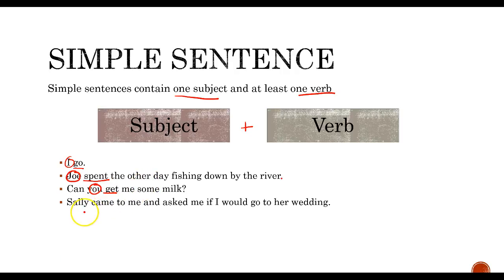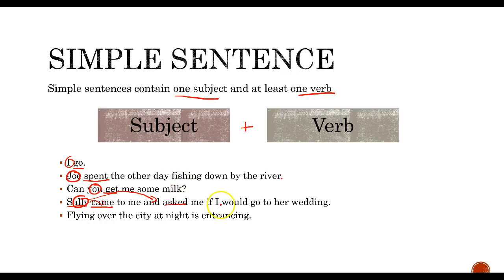Here's another simple sentence. Sally came to me and asked me if I would go to her wedding. So here, the subject, again, is Sally. Sally's the subject. Came is the verb, came to me, and asked me if I would go to her wedding. So in this case, we have two verbs, one subject. So Sally came and asked. That could happen sometimes. But as long as there's one subject, you're still simple sentence, even though there's two verbs.